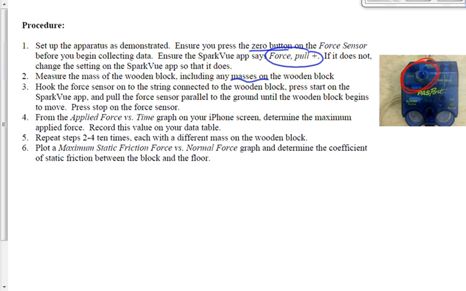You're going to pull it. You're going to begin pulling it after you press start on the SparkView app. You're going to pull it parallel to the ground. This is pretty important, pulling it parallel to the ground.